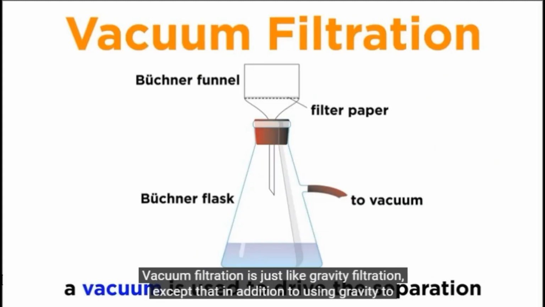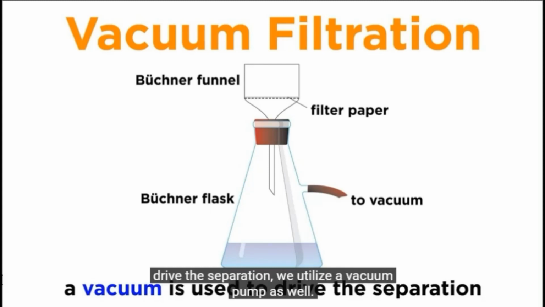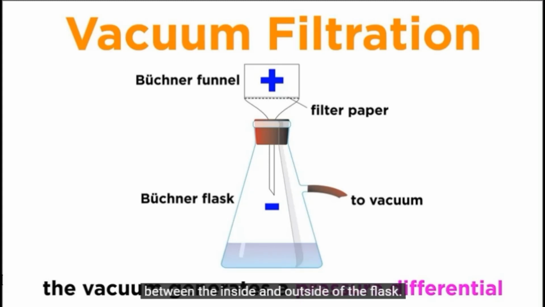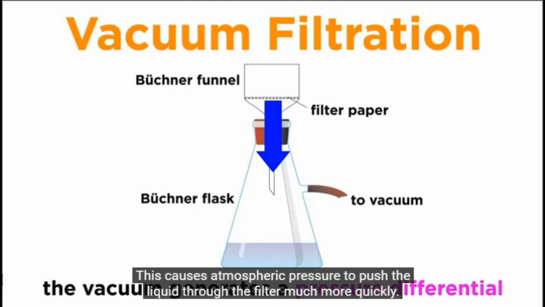Vacuum filtration is just like gravity filtration, except that in addition to using gravity to drive the separation, we utilize a vacuum pump as well. A vacuum pump is used to drive the air out of the flask and create a pressure differential between the inside and outside of the flask. This causes atmospheric pressure to push the liquid through the filter much more quickly.